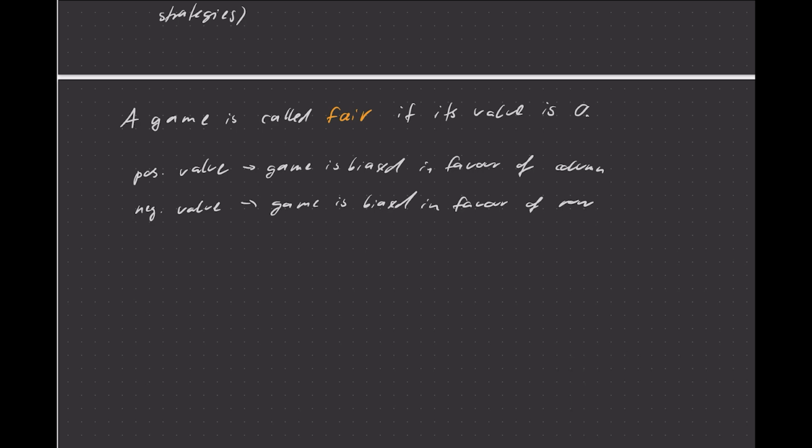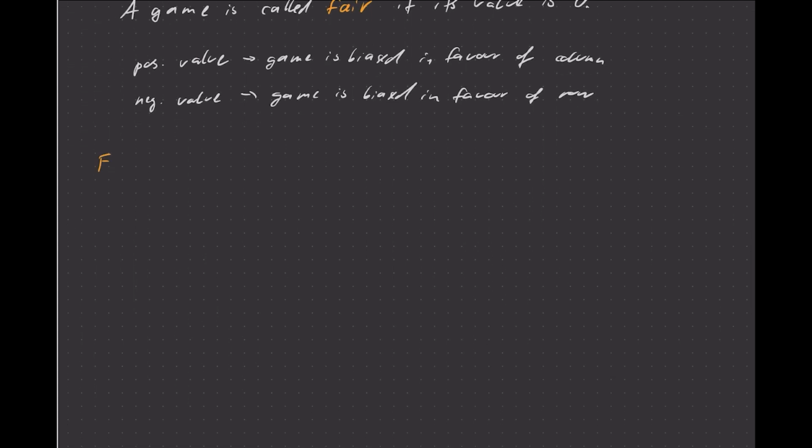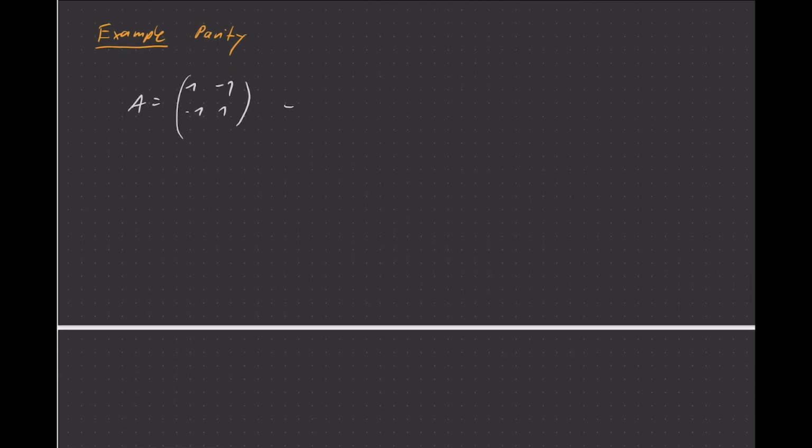Let's see a quick example of how that might be solved. And again, we'll use the game of parity. We already know the Nash equilibrium for parity, so let's see if our new method yields the same result. You will remember that parity is defined by this matrix here. So that's our payoff matrix. And now we want optimal strategies. So what do we do?